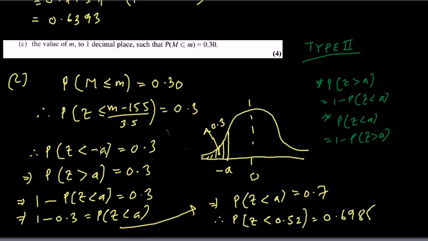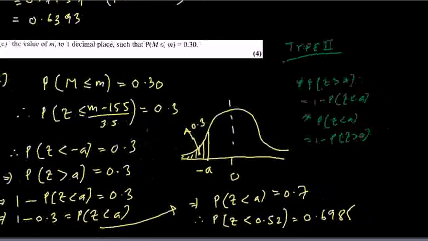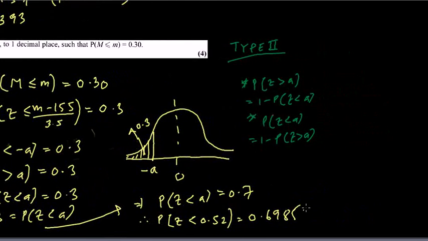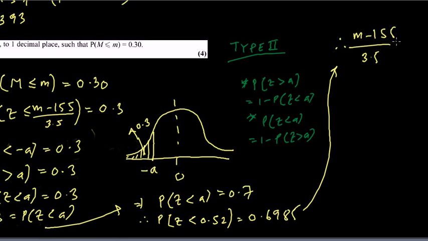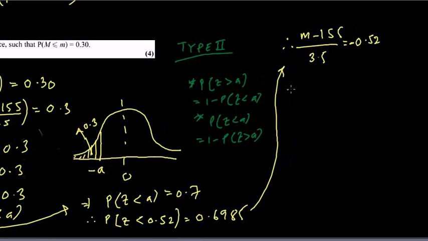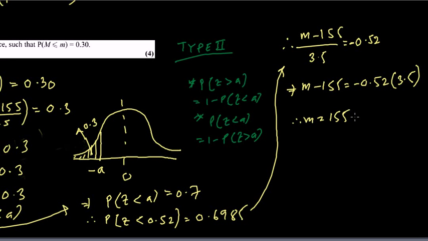After all, it was this. Instead of this, I wrote minus a. So I can write it here. Therefore (m minus 155) divided by 3.5 equals minus a. A is 0.52. Remember, the substitution was for minus a. So let's do the calculation. I can write m minus 155 equals minus 0.52 into 3.5. Therefore m equals 155 minus 0.52 into 3.5.